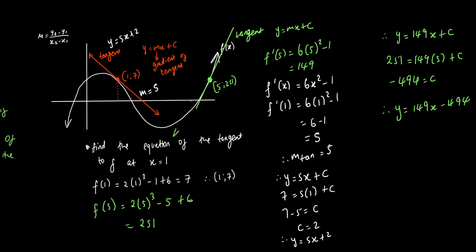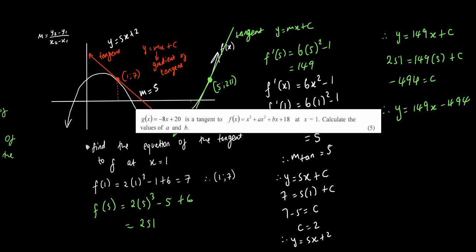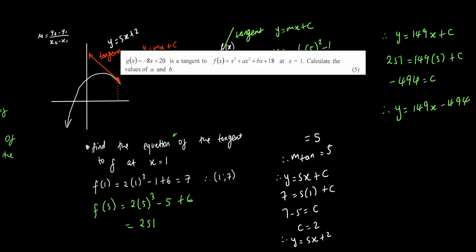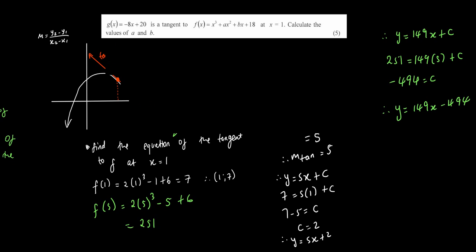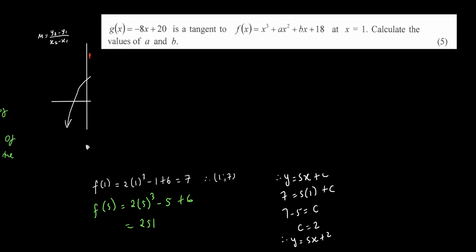Oh, I don't see. Wait. Okay, if you can just give me a second, I'll find it now. Aha, let me show you here. Let me show you some of the complex questions that can come only from that knowledge. Here's a 5-mark question here, and then understand what they are saying. They're saying to you g of x is equals to minus 8x plus 20 is a tangent to that. Calculate the value of a and b.